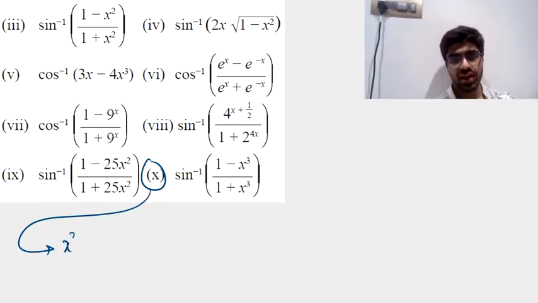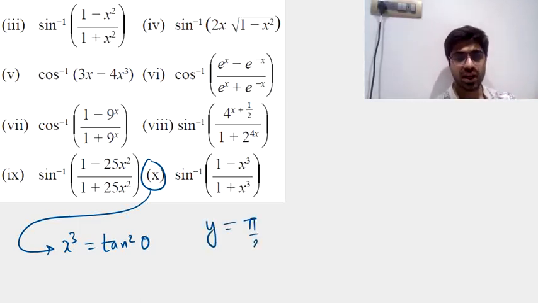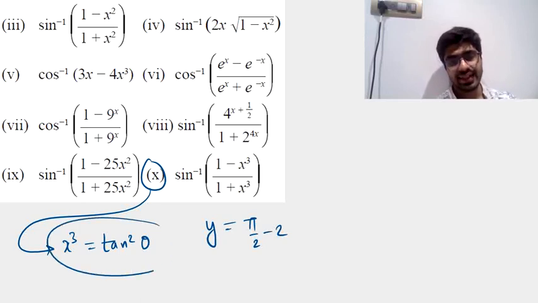And here's where we can take x cube as tan square theta. So we have 1 minus tan square theta upon 1 plus tan square theta. That makes it cos 2 theta, sine inverse of cos 2 theta. We've been doing it very often. So sine inverse of cos 2 theta, that will be sine inverse of sine pi by 2 minus 2 theta, and that makes y as pi by 2 minus 2 theta and theta.